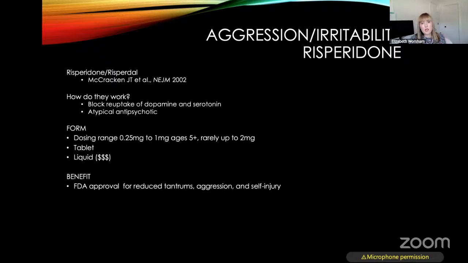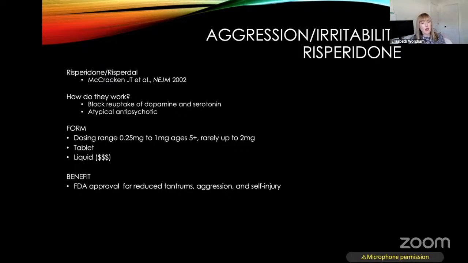They block reuptake of dopamine and serotonin. These are atypical antipsychotics. Yes, they are used in persons with schizophrenia or augmenting depression treatment in persons with major depression. They come in a dose range for Risperdal, or risperidone, of 0.25 to usually 1 milligram in persons age 5 and up. Rarely would you go above 2 milligrams in the population we're talking about today.